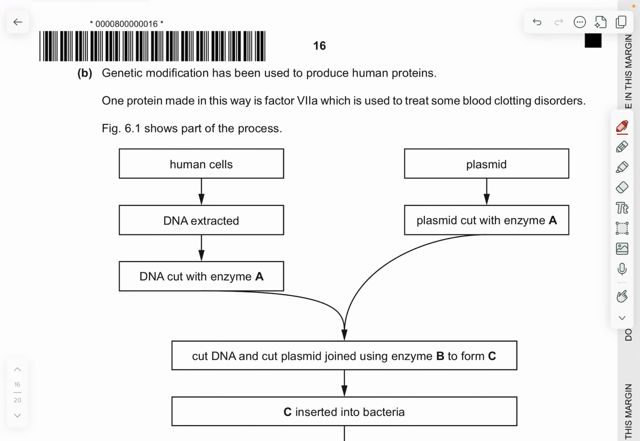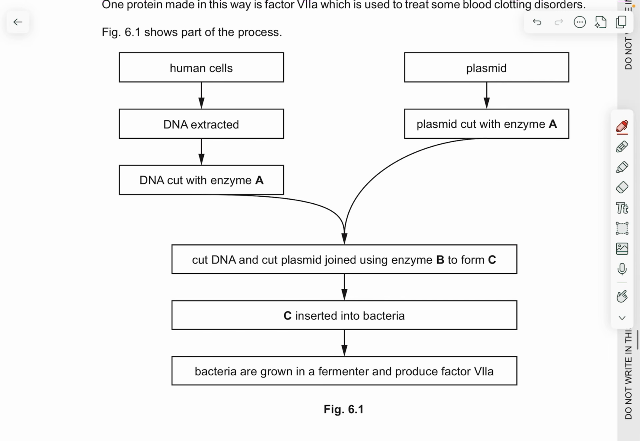And part B, you can see that genetic modification has been used to produce human protein. One protein made in this way is factor 2A, which is used to treat some blood clotting disorders. So what can you see as a result? Human cells are extracted and the gene is cut with a restriction enzyme, the plasmid will be cut with the same enzyme, and what happens as a result?